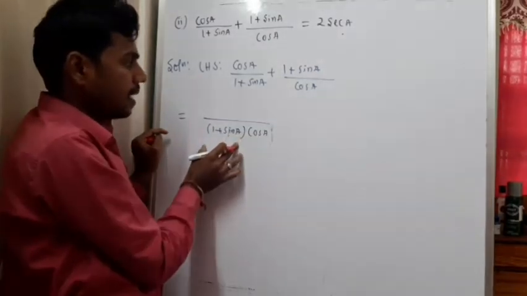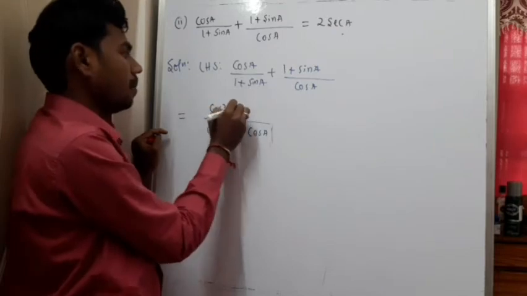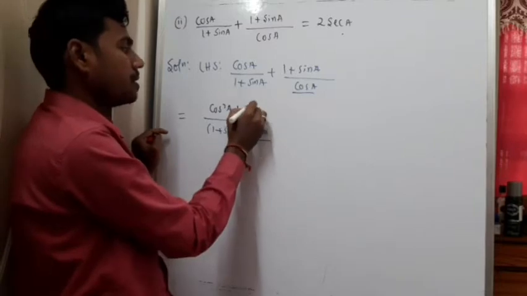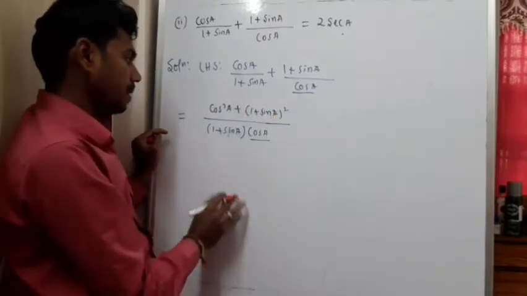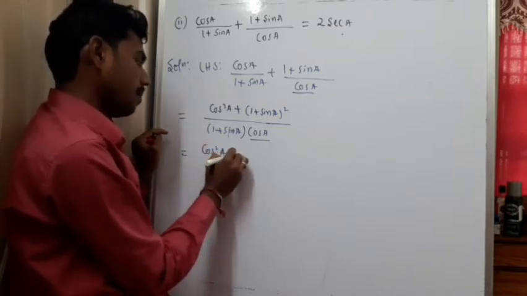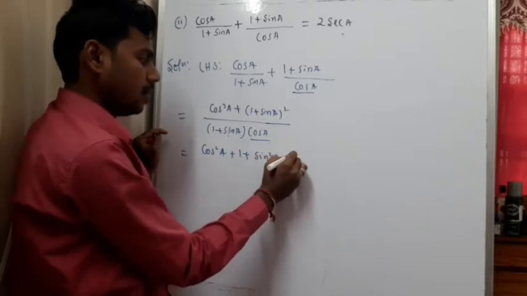1 plus sin A is there in the first term, so what is left? Cos A. Cos A into cos A, cos square A. Plus, for the second term, if you remove cos A, what is left? 1 plus sin A, so 1 plus sin A whole square. Now, cos square A plus 1 plus sin square A plus 2 sin A.